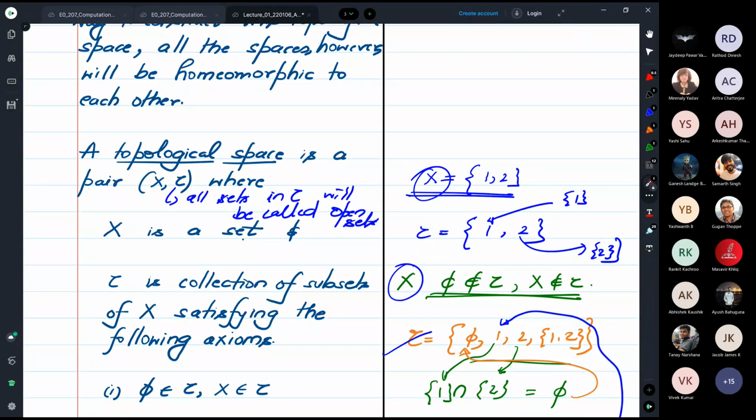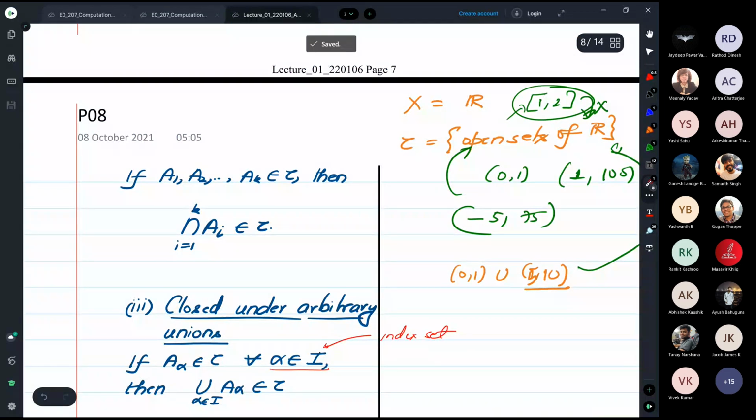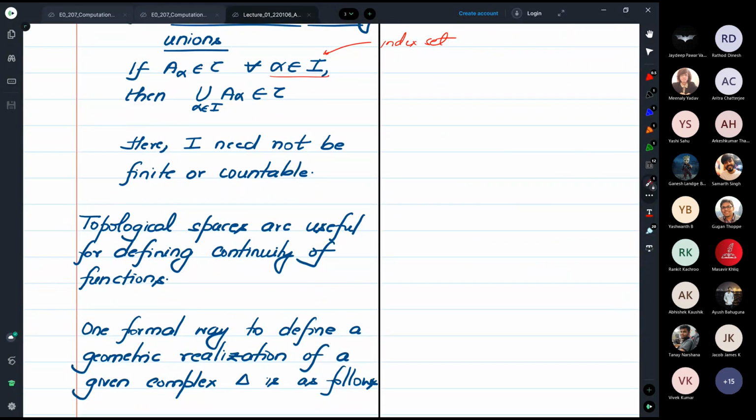How do you choose which sets you will call open? Well, it will depend on which function's continuity you are interested in studying. It will depend on those kinds of questions, and accordingly you will define that collection. So the answer is, why are these topological spaces useful? Well, they are useful when you want to define the continuity of functions.